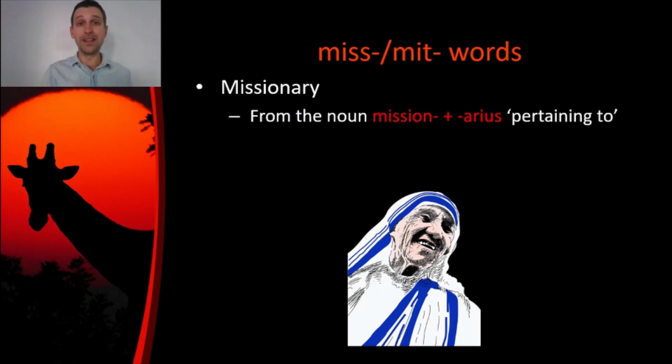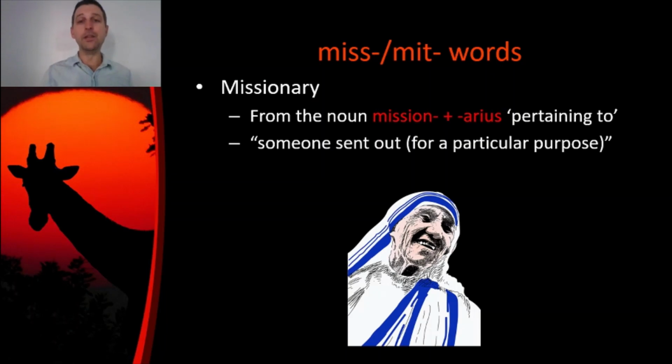This just comes from the Latin term mission. By the way, the sh was a later development. This wouldn't have been pronounced sh like mission. It was mission in Latin. This comes from the Latin mission plus a suffix arius, which just means pertaining to. So this is a person or a thing that is pertaining to a mission. That's the original meaning of the word missionary.